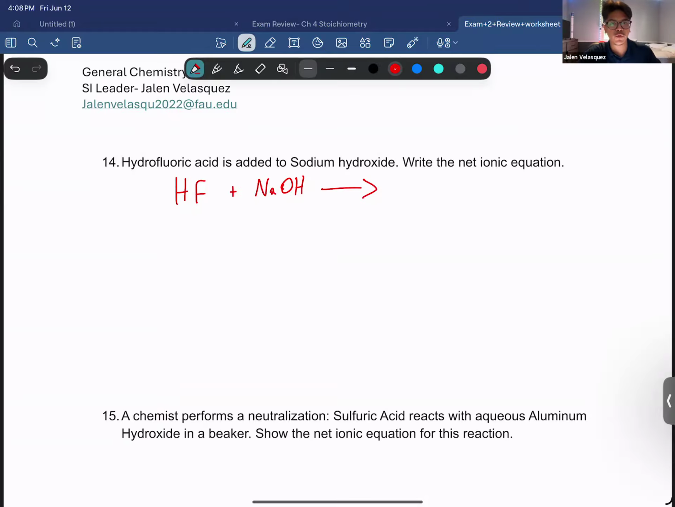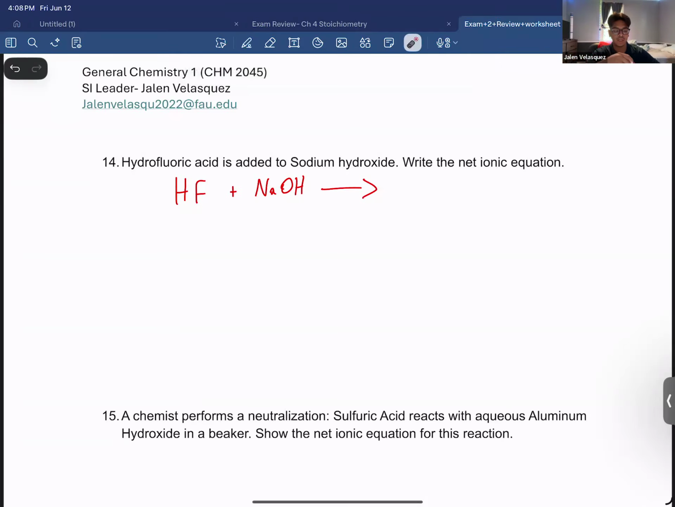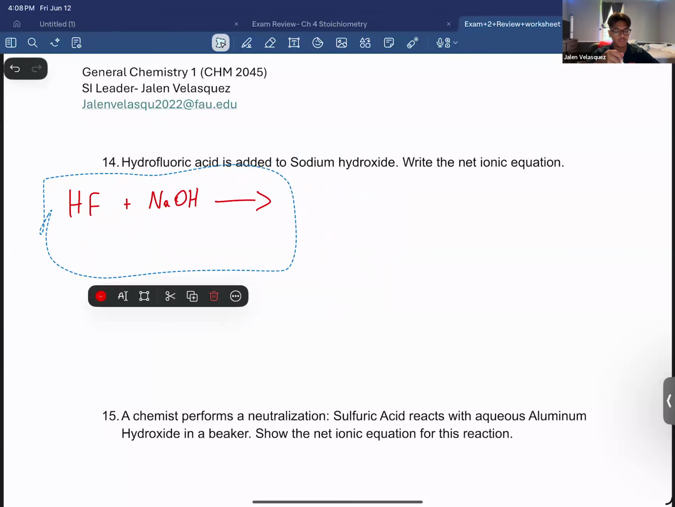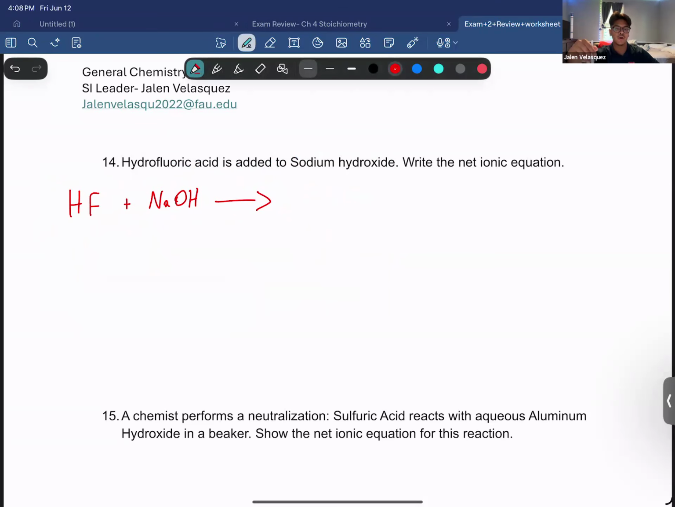All right, so let's start to look at 14. I tell you that hydrofluoric acid is added to sodium hydroxide and to write the net ionic equation. So again, here I only give you the reactants, right? We have HF, hydrofluoric acid, and NaOH for sodium hydroxide. You should know that the products of an acid-base reaction are two things: a water and a salt, right?